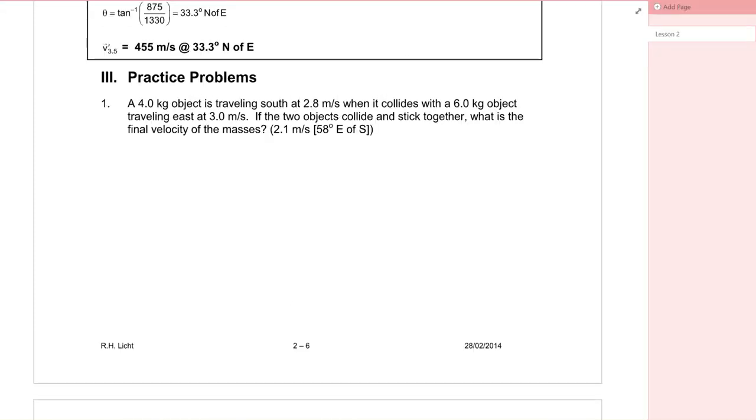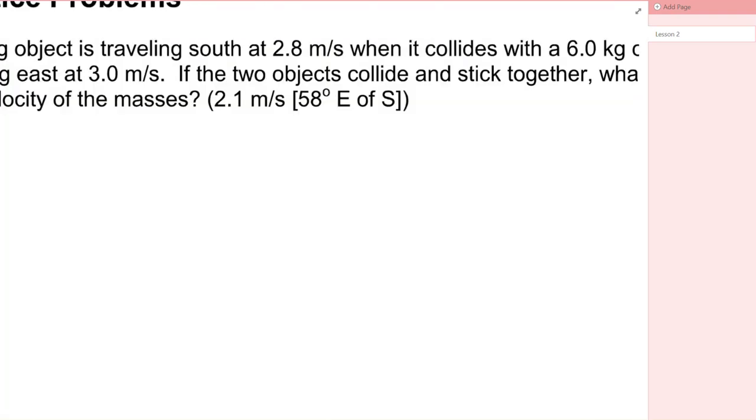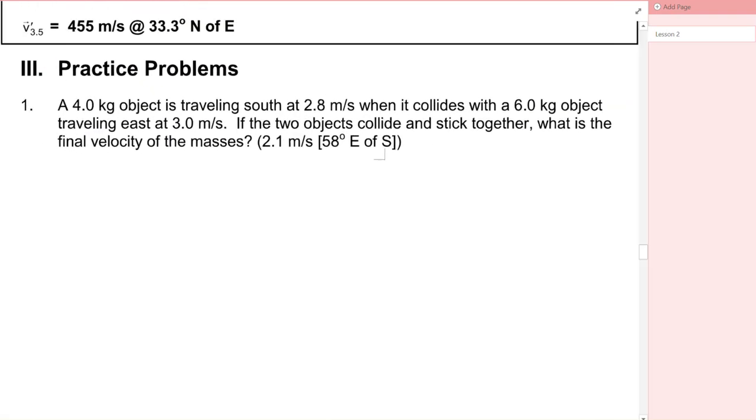All right, so number 1 here. It says, a 4 kilogram object is traveling south at 2.8 meters per second when it collides with a 6 kilogram object traveling east at 3 meters per second. If the 2 objects collide and stick together, what is the final velocity of the masses?